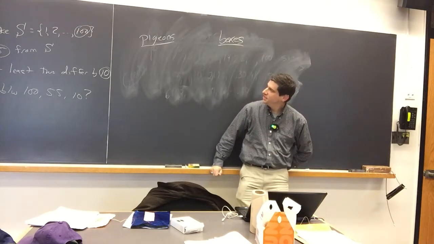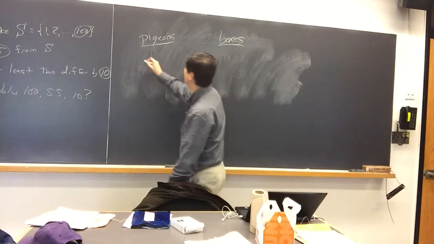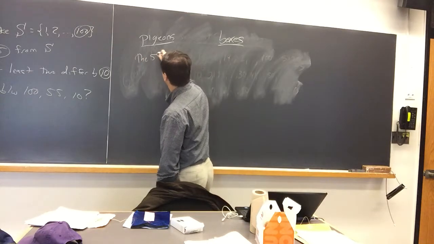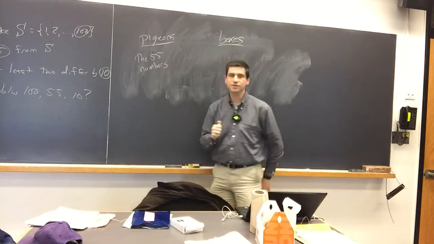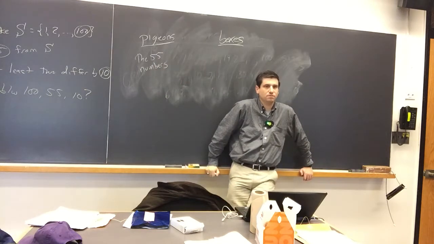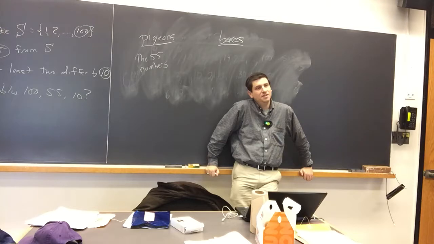What do you think is easier to identify, the pigeons or the boxes? Pigeons, right? It's very hard to disguise what the pigeons are. What are the pigeons for this problem? Yeah, the 55 numbers. The 55 elements or numbers. Now we have to figure out what our boxes are. Like the 1, 1 plus 10, 1 plus 20.